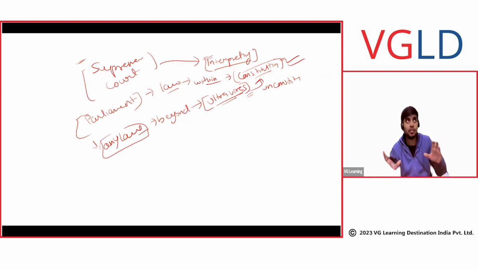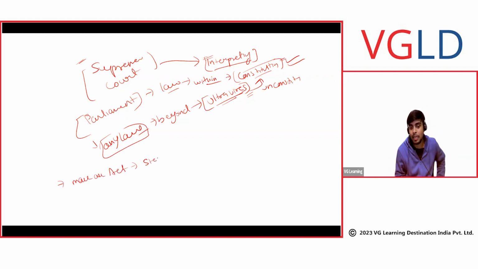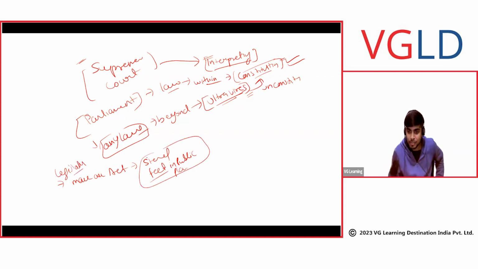Let me just tell you one act. Let's say the government makes an act that nobody can stand on both of their feet in public places. The legislature makes this law. Don't you find this law very absurd, that you cannot stand on your feet in public places? Is it not at the height of absurdity?